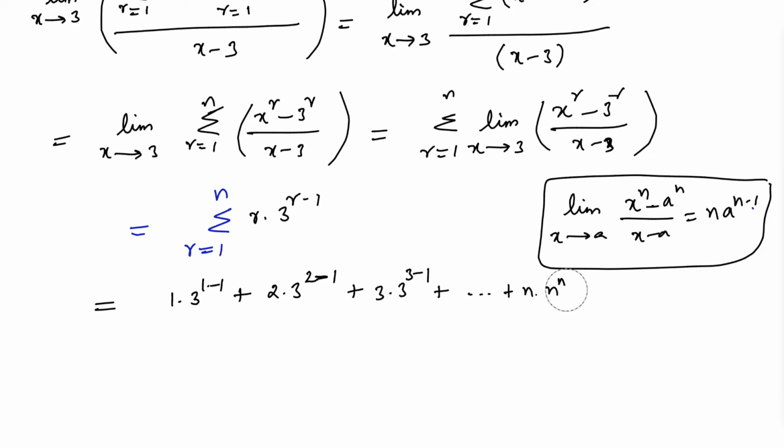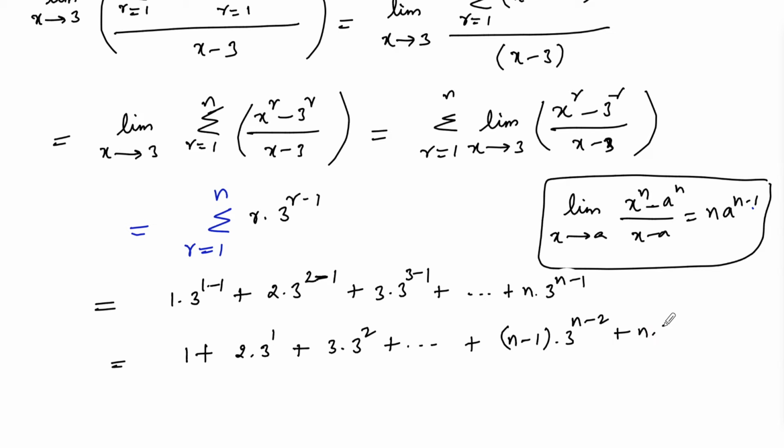Sorry, n into 3 to the power of n minus 1. So that is 1 into 3 power 0, that is 1, plus 2 into 3 to the power of 2 minus 1, plus 3 into 3 to the power of 2, and so on. If we write the last terms, it is n minus 1 into 3 to the power of n minus 2 plus n into 3 to the power of n minus 1.